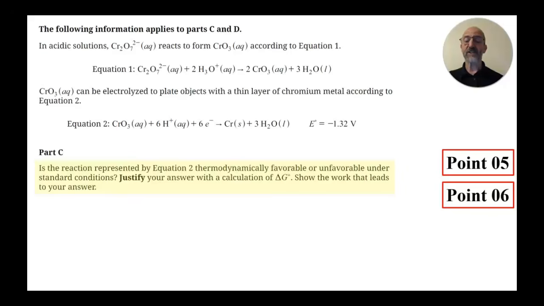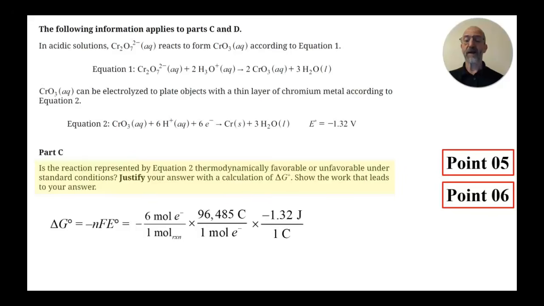So here's my calculation of delta G. I'm using delta G equals -N times F times the cell potential. So that would be the number of moles of electrons. There's 6 moles of electrons in equation 2 for every 1 mole of reaction. And then the Faraday constant, 96,485 coulombs for every 1 mole of electrons. And then I have my cell potential is -1.32 volts, but a volt is equal to a joule divided by a coulomb. And so at this point, I have an answer in joules.